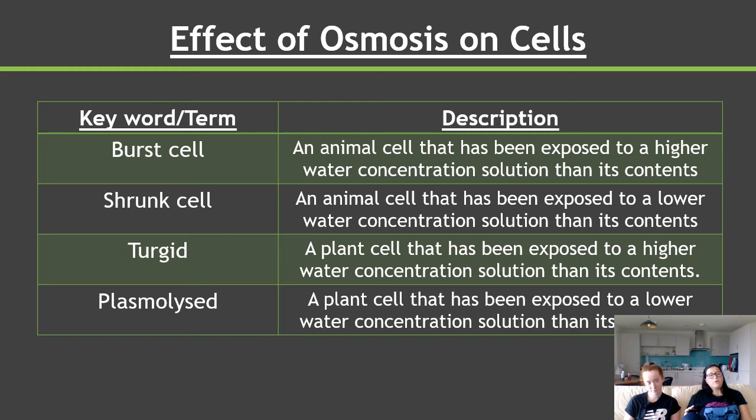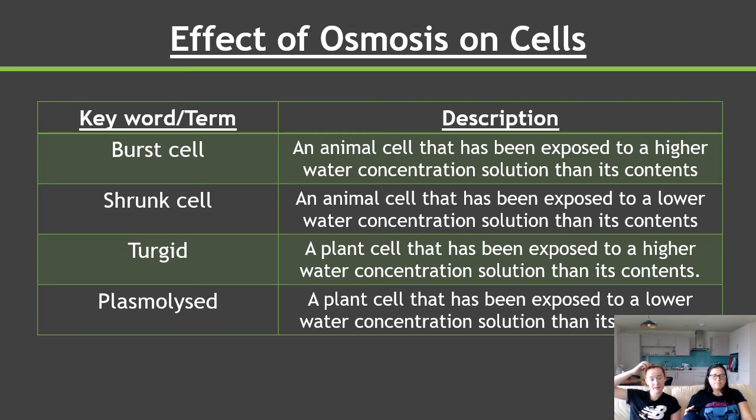A turgid cell is going to be a plant cell that has been exposed to a higher water concentration than its contents. Water's flowed in, vacuole big, cell wall slightly bowing just to show the pressure of it, but again not burst because that cellulose cell wall has saved it from bursting.